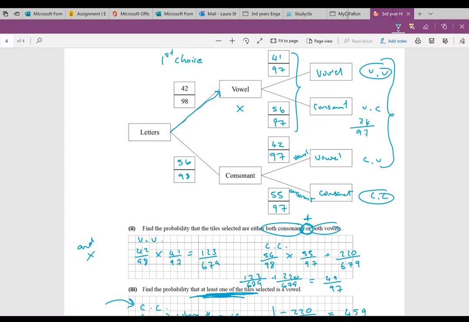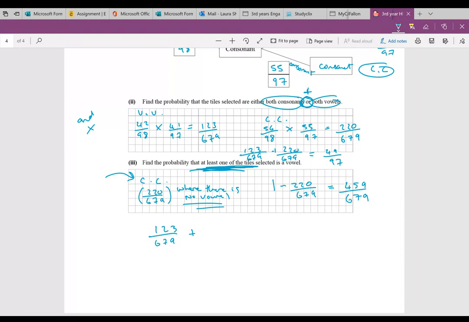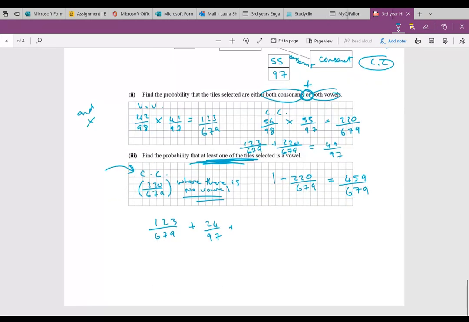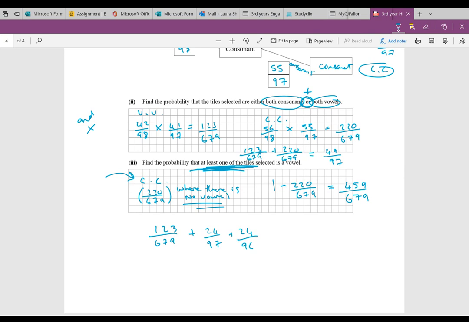And if you wanted the consonant and the vowel, you would have said 56 over 98, multiply, because one and the other to get the consonant and then the vowel, times 42 over 97. So remember, and means multiply, which is 24 over 97. So you could have also found out the three probabilities and added all of them together, and you would have got the same answer.